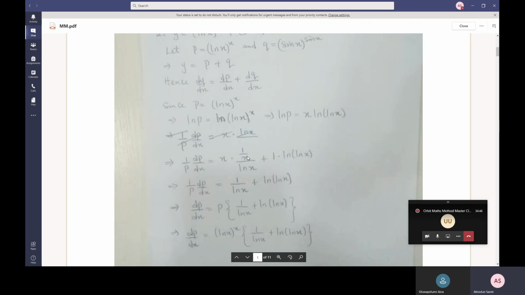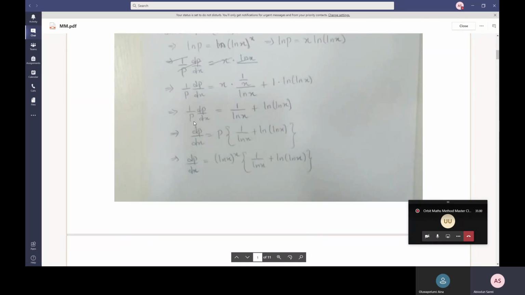x times 1 over x is what? 1, right? So that's why you have the 1 here, all over this denominator, ln x, plus 1 times ln x is ln of ln x. So the next thing that is going to happen is that p is going to multiply this, right? So you have p into bracket all of this.